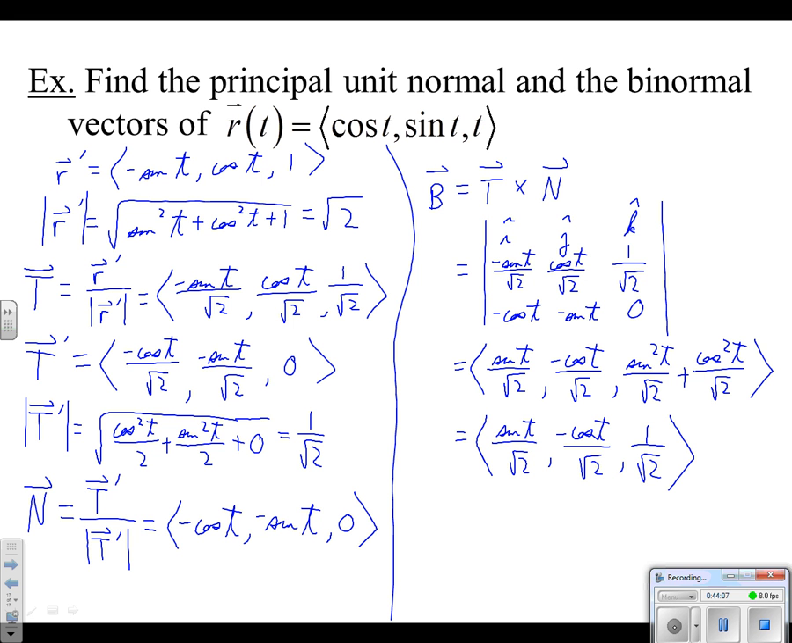Okay, so we've got our principal unit normal vector and our binormal vector.